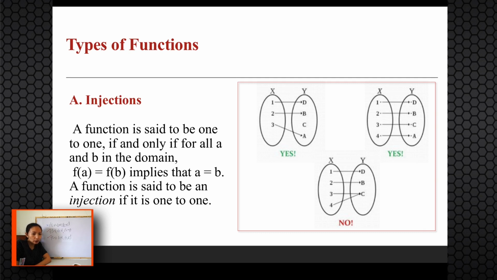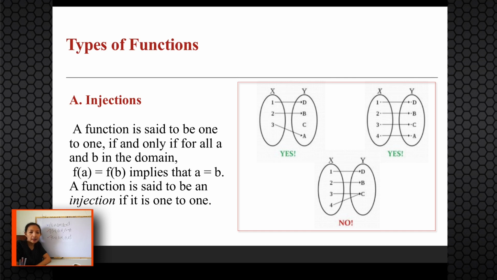But looking into the third arrow diagram, 1 is mapped to D, 2 is mapped to B, 3 is mapped to C, and at the same time 4 also is mapped to C. So there are 2 elements of X having the same Y value, and those are 3 and 4. Therefore, this does not qualify the third arrow diagram to be an injection. It's not an injection. So, remember, when is a function an injection?